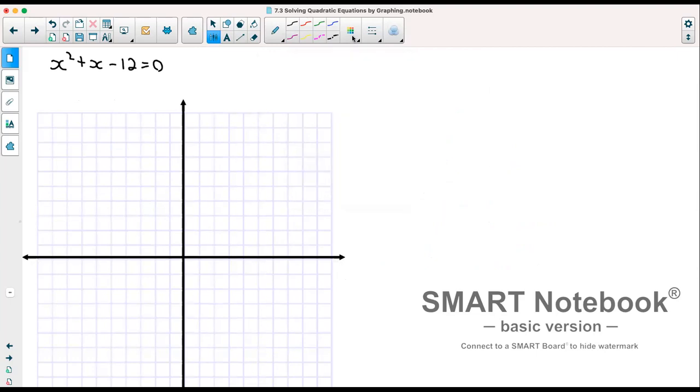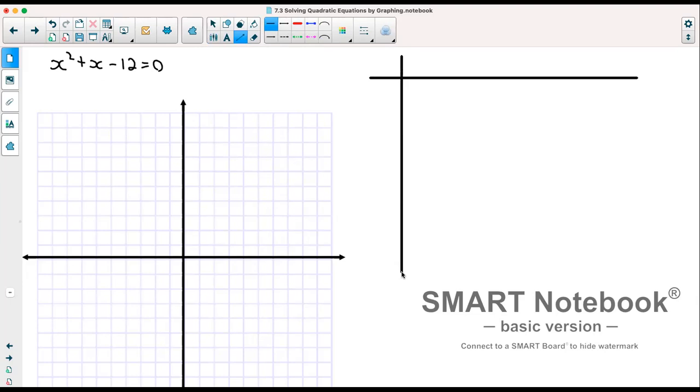So we have another one. We've got x squared plus x minus 12 equals 0. Once again, we will do a table of values. I'll start with the usual -3 to +3.